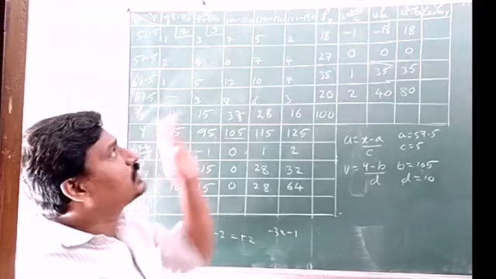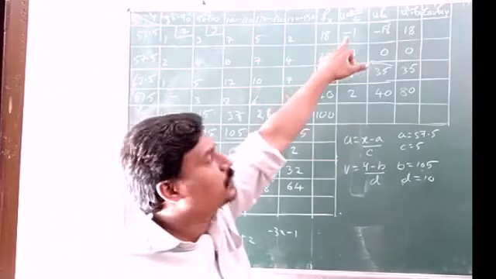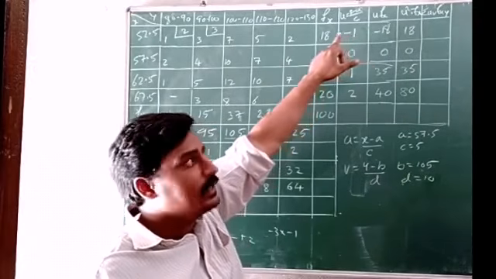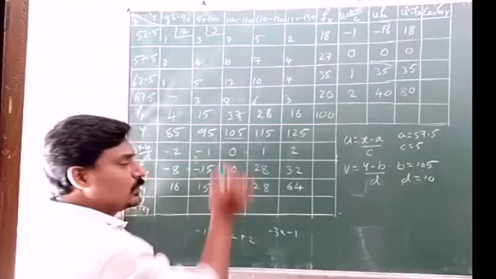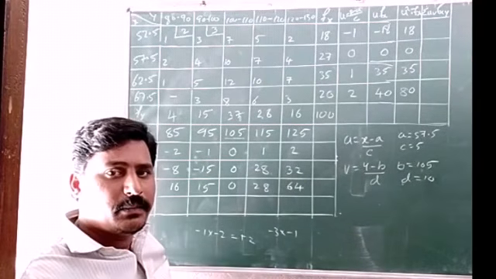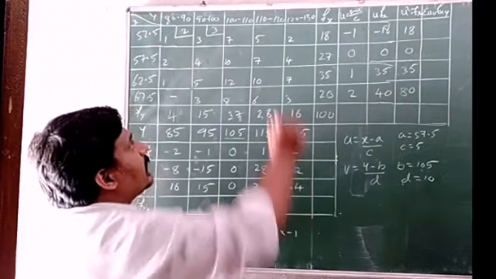So now shift to next cell. 7. 7 into minus 1, minus 7. Minus 7 into V here, that is 0. So 0 into any number, we get 0 itself. That means this entire column, we get 0.